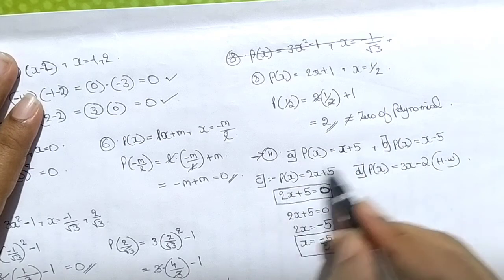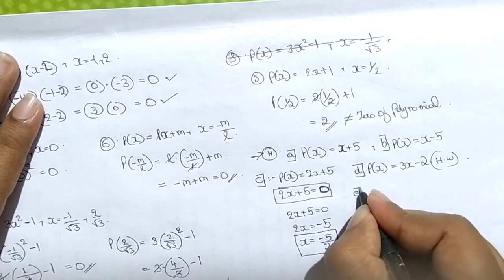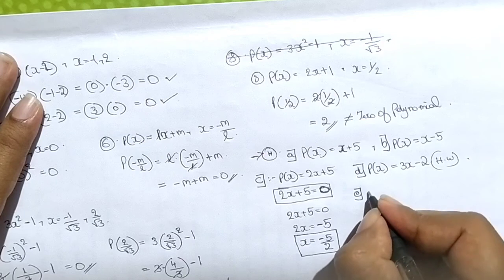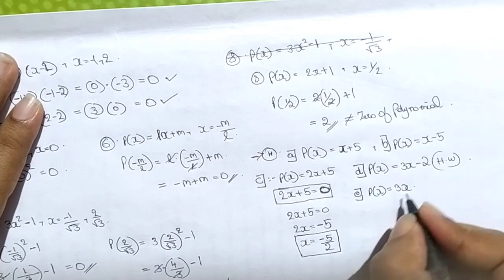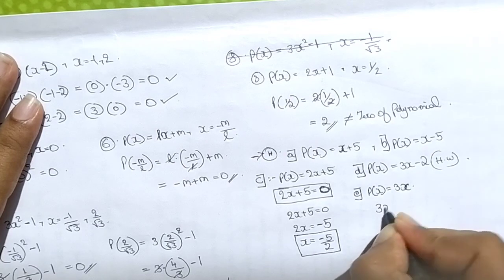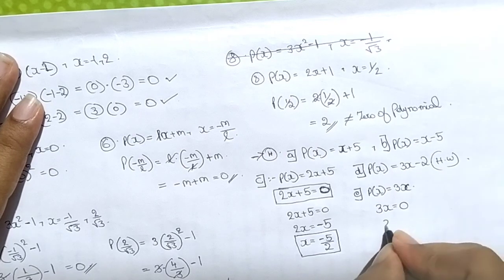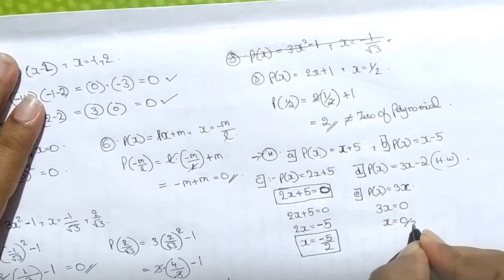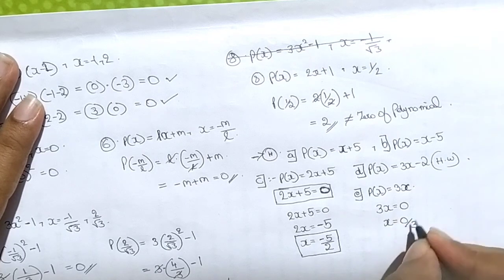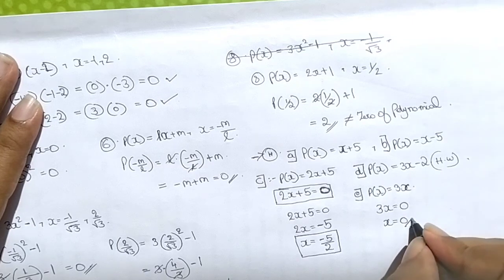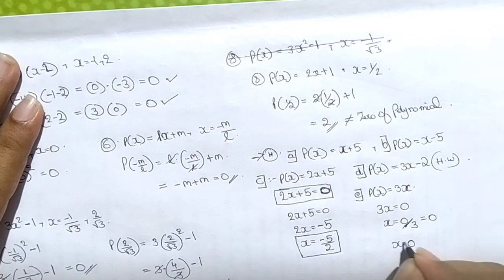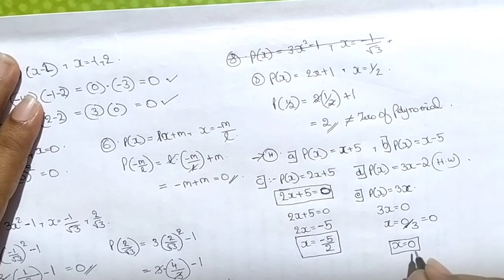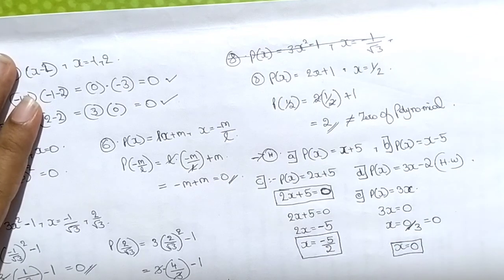We dealt with 1, 2, 3, 4. Fifth problem now. P of x equal to 3x. Substitute 3x equal to 0, x is equal to 0 by 3. Here 3 is multiplied with x, so on taking it to the other side it is going to divide 0. Now 0 by anything gives you 0 only, so the value of x is 0, and 0 is the 0 of the polynomial of this given question.